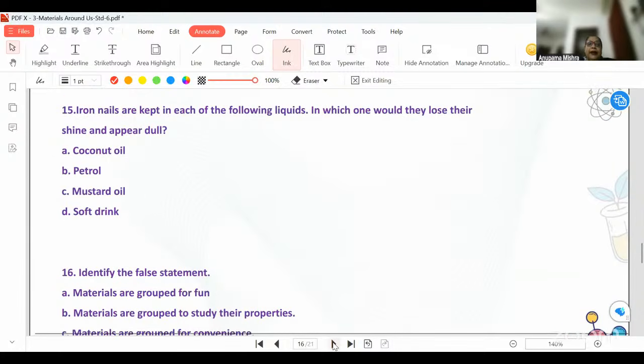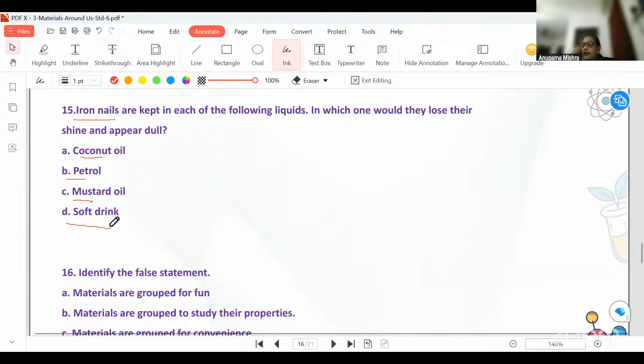Iron nails are kept in each of the following liquids. In which one would they lose their shine and appear dull? Now, this is something you have to think properly about. You have taken an iron nail, and the liquids are coconut oil, petrol, mustard oil, and soft drink. Where do you find that they lose the property of shine and appear dull?